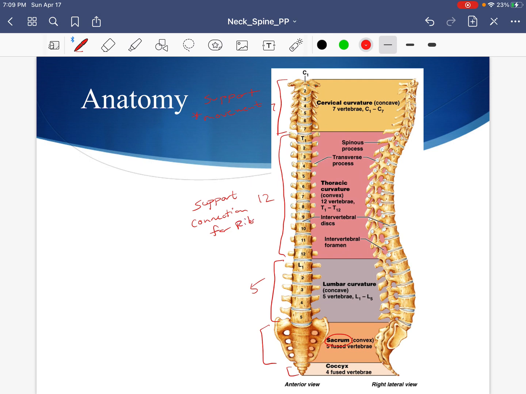Have you ever thought about this? There are 12 thoracic vertebrae and there are 12 ribs. So posteriorly, each rib is going to connect with a thoracic vertebra. And of course, the lumbar is going to be mostly for support. Being that it's lower, there's the most weight to bear and much less movement.